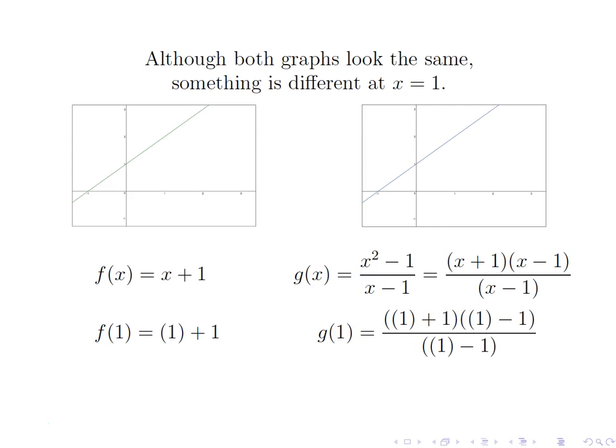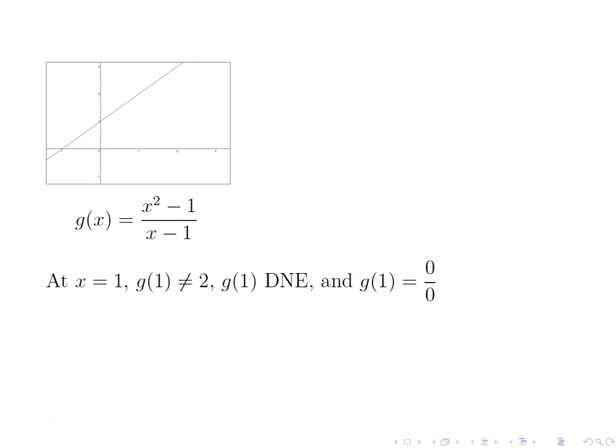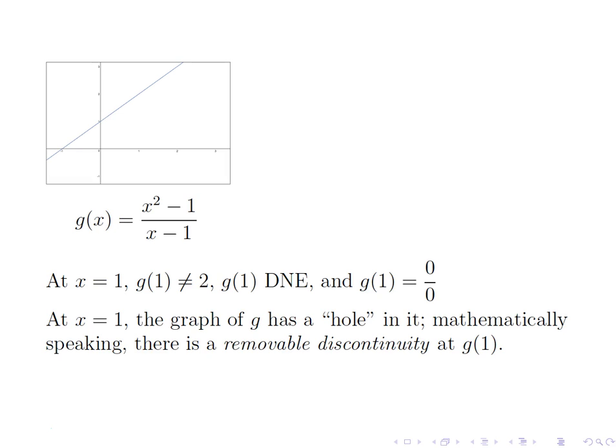When we plug in 1 for x, we get for f of x, or f of 1, it equals 2. For g of x at x equals 1, or g of 1, that turns out to equal 0 over 0. So at x equals 1, the graph of g of x does not equal 2, like f of 1 equals 2. And in fact, g of 1 does not exist at all. And that is because g of 1 is equal to 0 divided by 0.